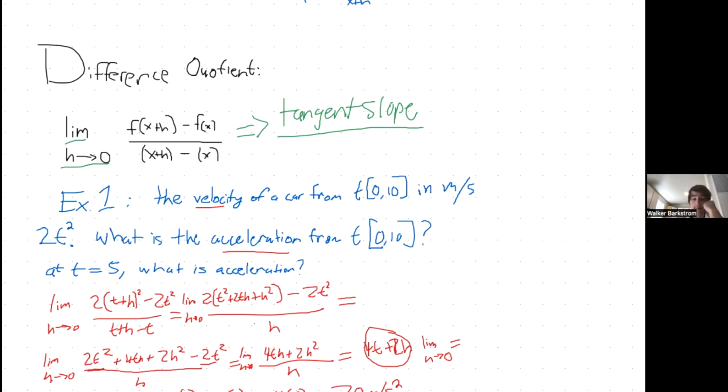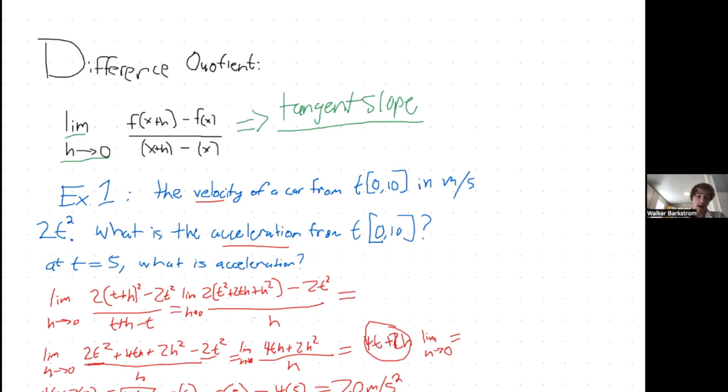This is pretty necessary. If your h doesn't cancel out, you probably made some algebraic mistake. The reason it's necessary is because if we still have an h in the denominator and we try to take a limit, we're going to get something that's undefined, because effectively we'd be dividing by 0.